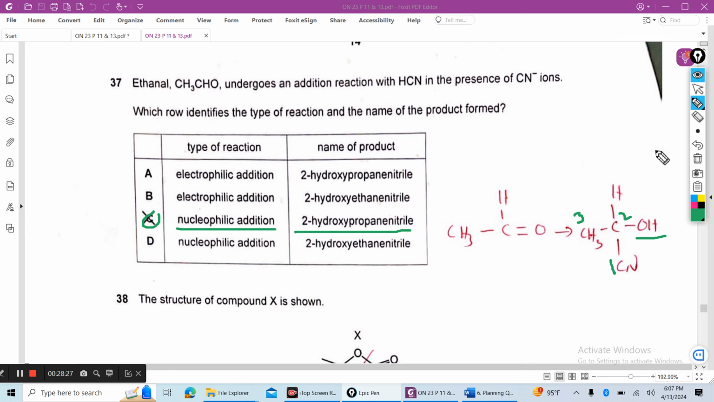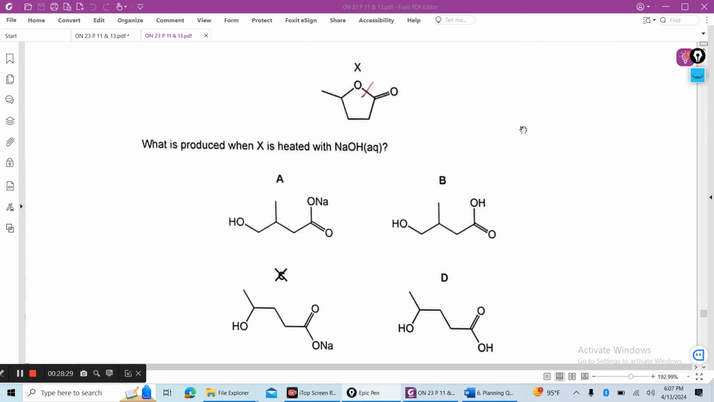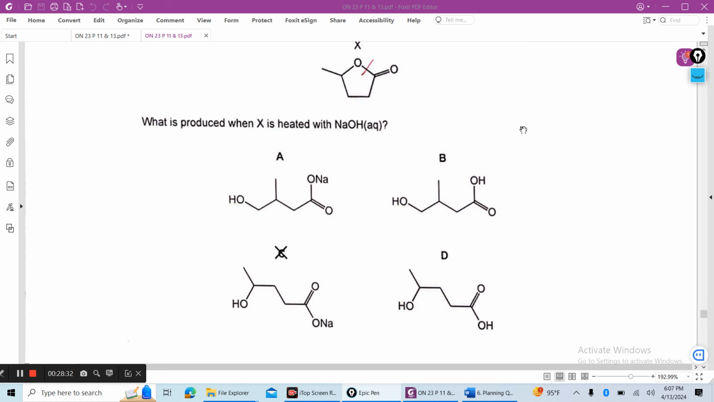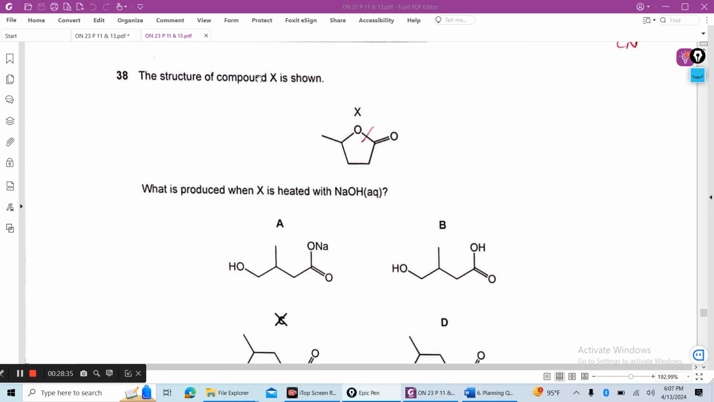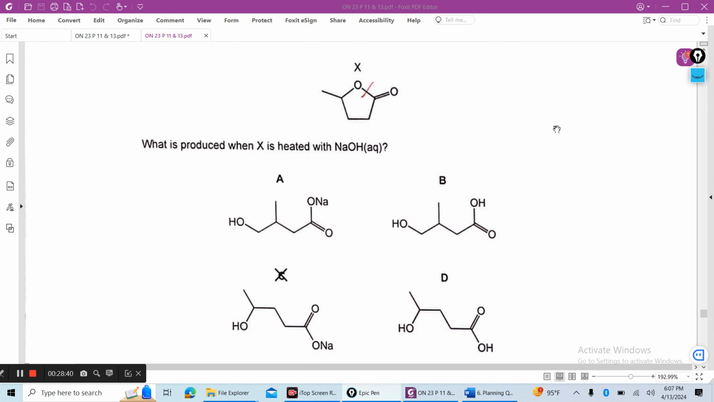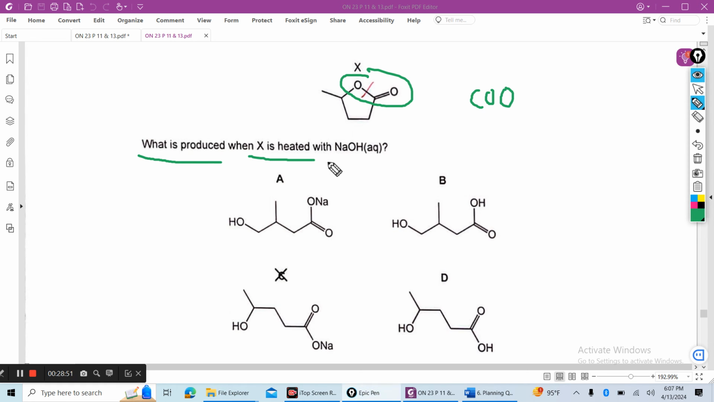Next, 38. The structure of X is shown. So X, you see COO, this is the COO ester. So what is produced when X is heated with aqueous sodium hydroxide? And you know, when an ester is hydrolyzed with aqueous sodium hydroxide, the sodium salt of a carboxylic acid plus alcohol is formed.